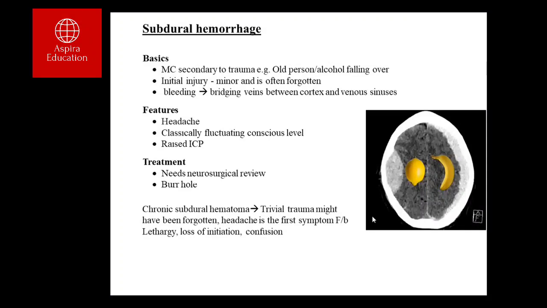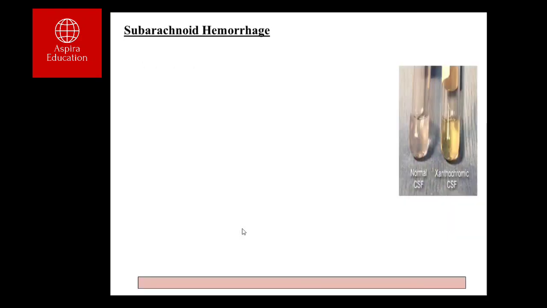So the classical history of a chronic subdural hematoma is a trivial trauma, might have been forgotten. Headache could be the first symptom, followed by lethargy, loss of initiation, and confusion. So the patient usually visits either a psychiatrist or a neurophysician first, or a physician. So what happens is that the diagnosis is delayed until we do a CT scan. It could be just headache, taken some analgesic for a couple of days, and the headache persists. Then only the patient gets a CT scan done, and then you can make out that it is a subdural hematoma.